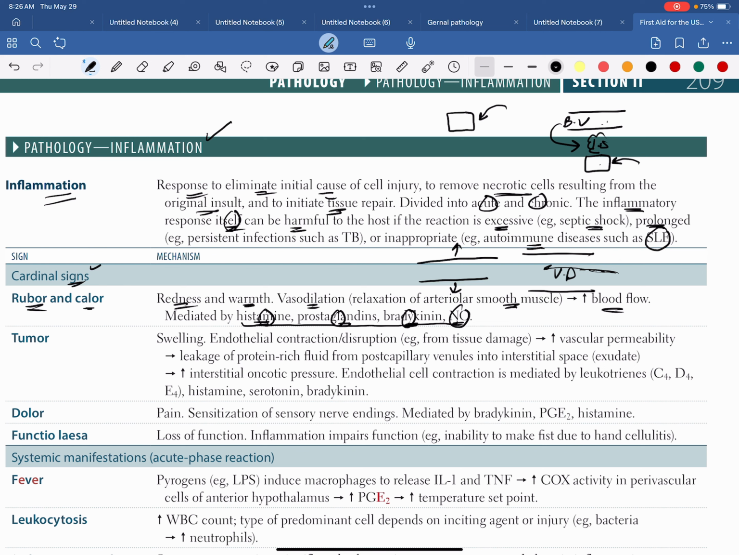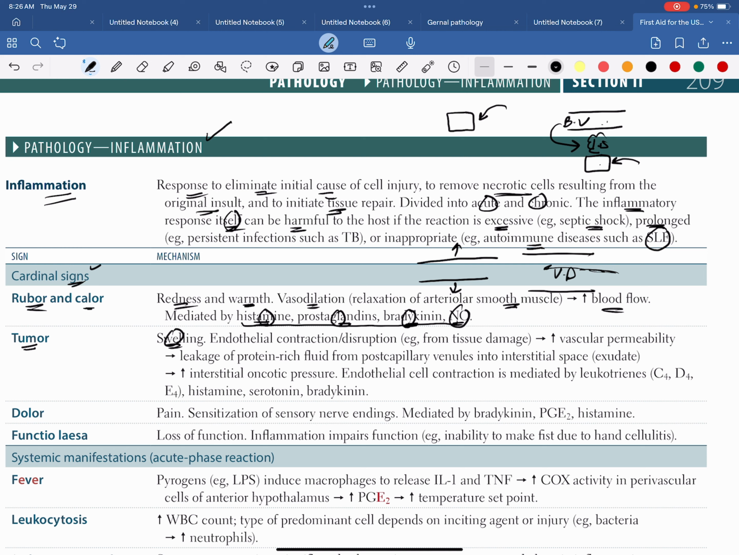Then after that we have to understand the other cardinal sign. You also feel that when there is inflammation in our body, that area is going to swell. So what is the mechanism behind this swelling? First of all, this is the cardinal sign which is also called tumor. Tumor means a swelling at the inflammatory site in your body. So what is the mechanism behind this?